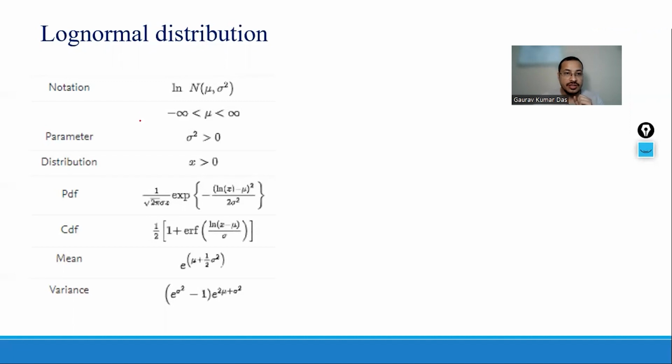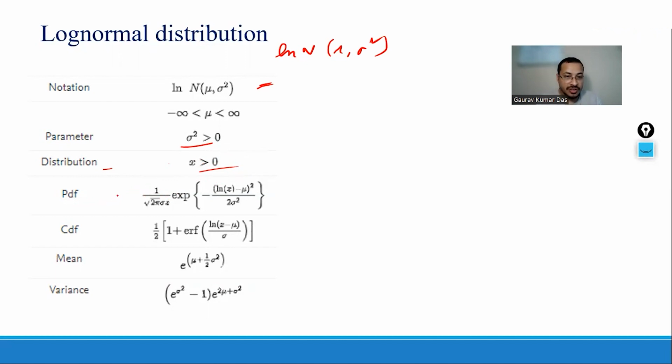So this is my notation. The notation is called log N, the natural log of N of mu comma sigma square, the variance. Parameter sigma square greater than 0, and the distribution is defined for X greater than 0, of course. Now for log X to exist, to find the log of a random variable, X has to be greater than 0. The log of a negative value is undefined. The log of 0 is undefined. So it has to be greater than 0.